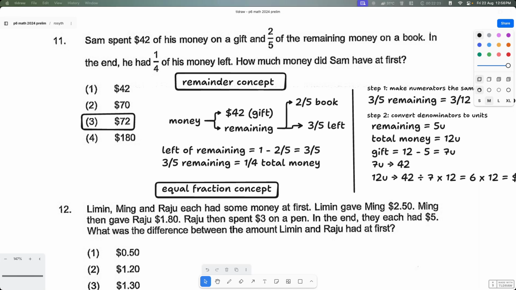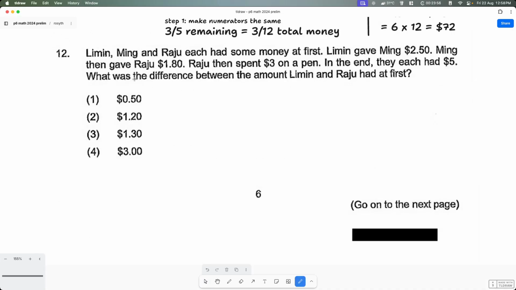Question number 12. Li Min, Ming, and Raju each had some money at first. Li Min gave Ming $2.50. Ming then gave Raju $1.80. Raju then spent $3 on a pen. In the end, they each had $5. What was the difference between the amount of Li Min and Raju have at first? So this is just working backwards, right? Working backwards.